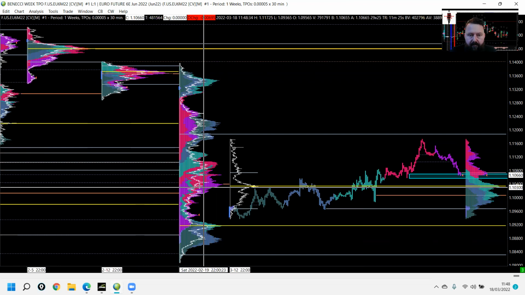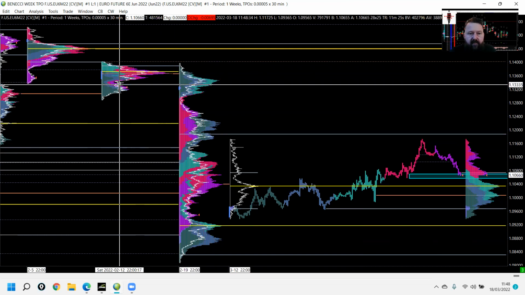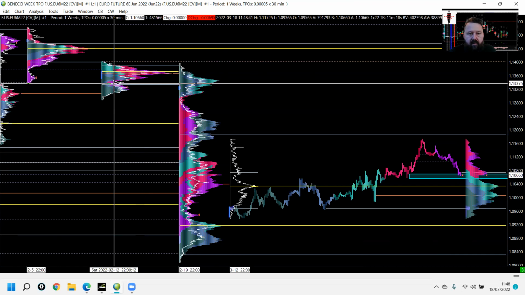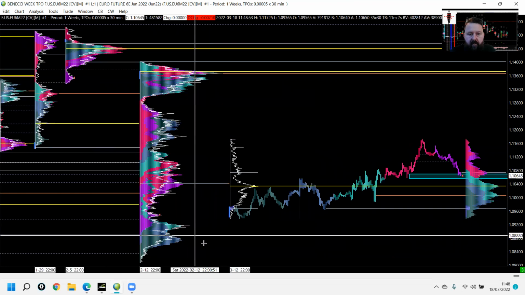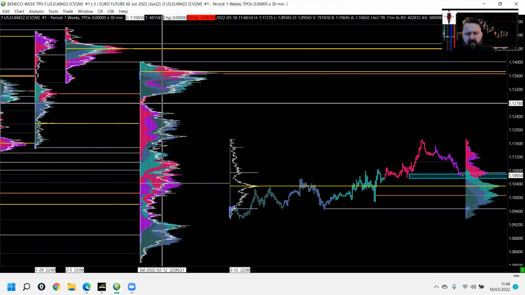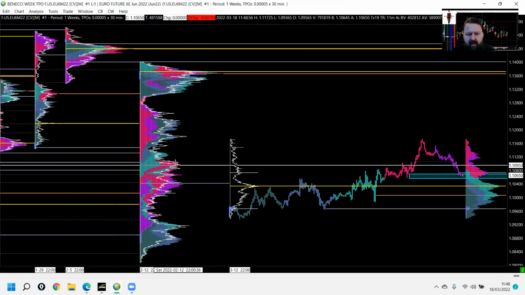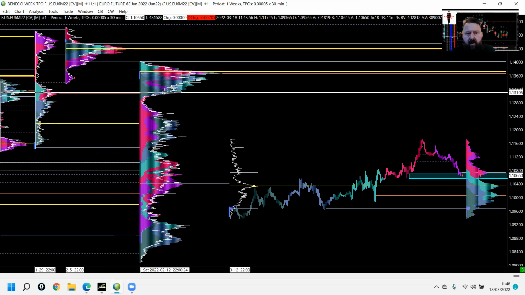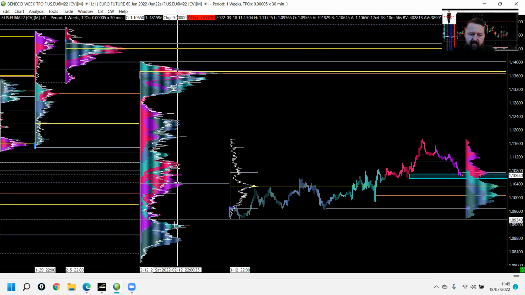There we go, that's a bit better. In fact, I might merge that one as well. All right, here we go. So we got three or four weeks' worth of merges to make a nice composite here, and we can see straight away areas that we can class as supply zones or demand zones.